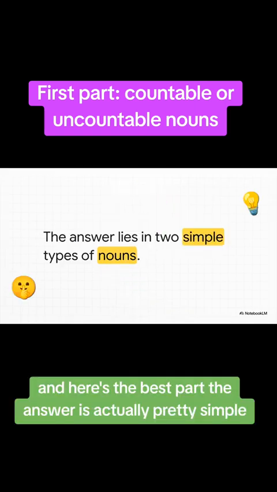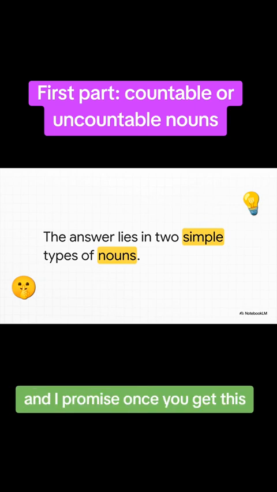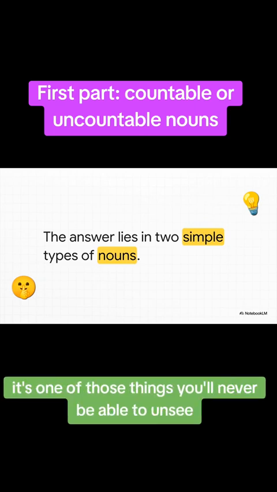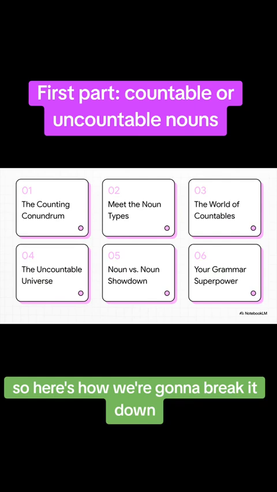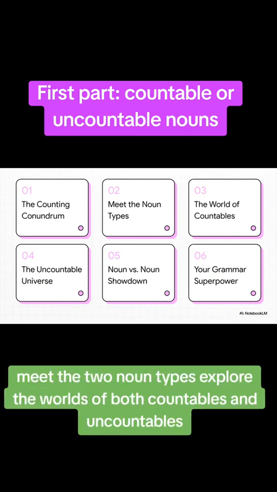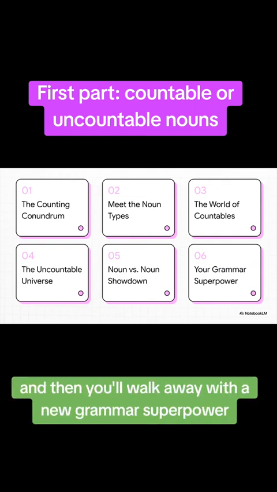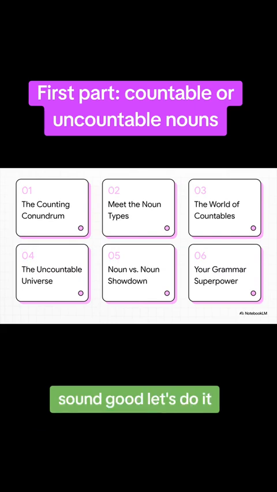And here's the best part. The answer is actually pretty simple. It all boils down to two basic types of nouns. And I promise, once you get this, it's one of those things you'll never be able to unsee. So here's how we're going to break it down. We'll start with a counting conundrum, meet the two noun types, explore the worlds of both countables and uncountables, pit them against each other in a showdown, and then you'll walk away with a new grammar superpower. Sound good? Let's do it.